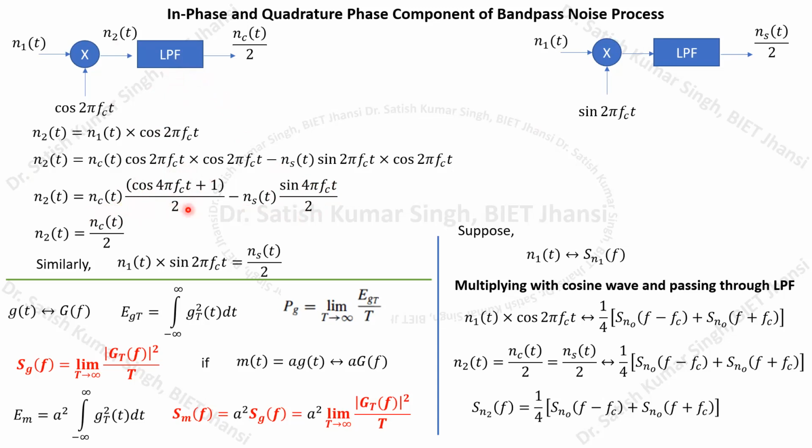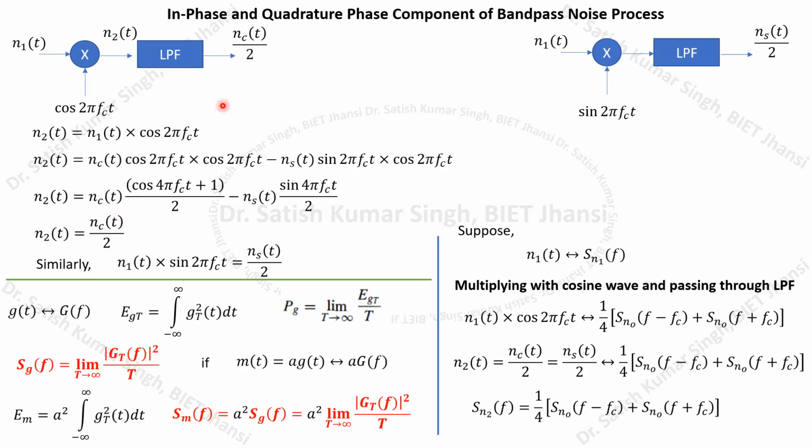So the ultimate output of the low pass filter, from this calculation, is what we get after the low pass filter from n2(t). Please write one more expression here: passing this n2(t) through the low pass filter, the output of the low pass filter will be equal to nc(t) by 2. So nc(t) by 2 is the output of the low pass filter.